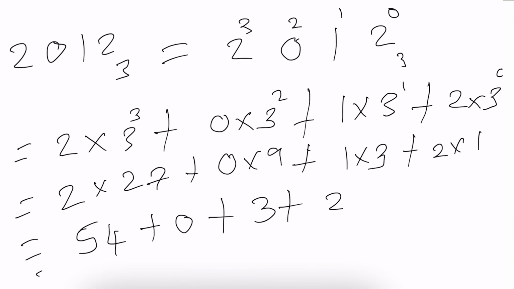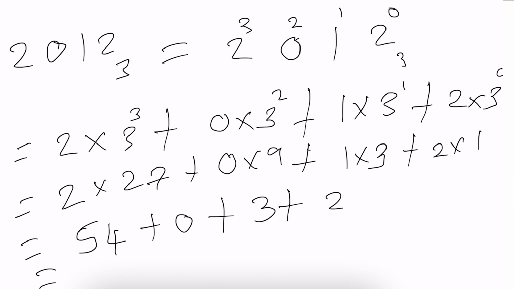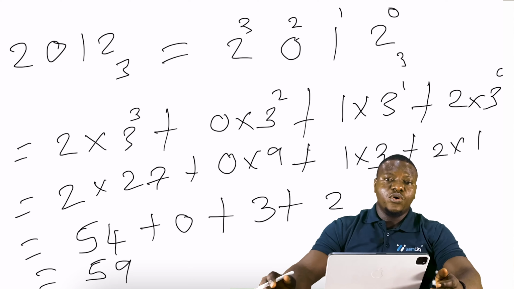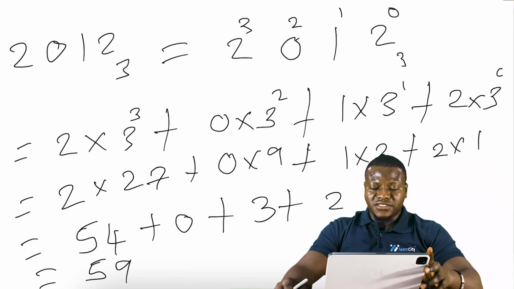So if I add this together, this is 54 plus 0, which is 54, plus 3, that is 57, plus 2, that is 59. So this is going to give me 59. So that is how we convert. So let us take another example.